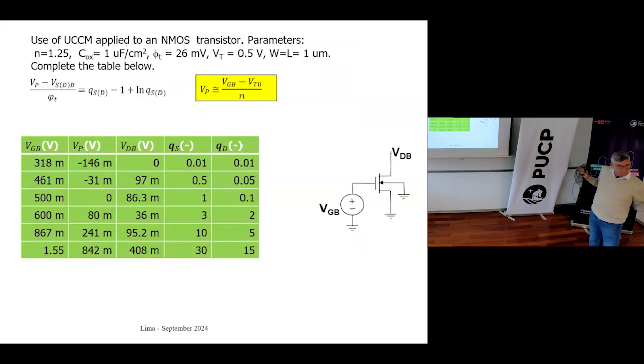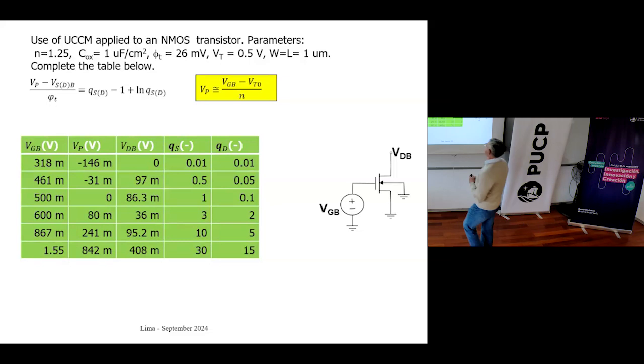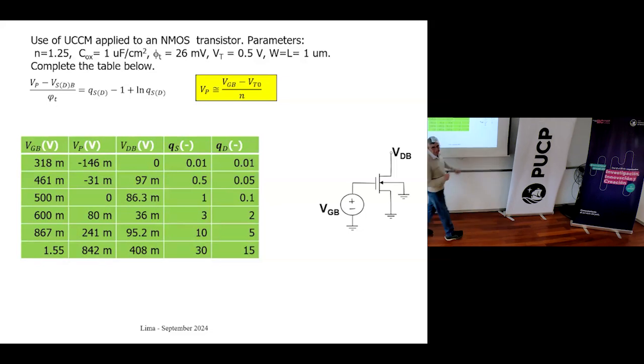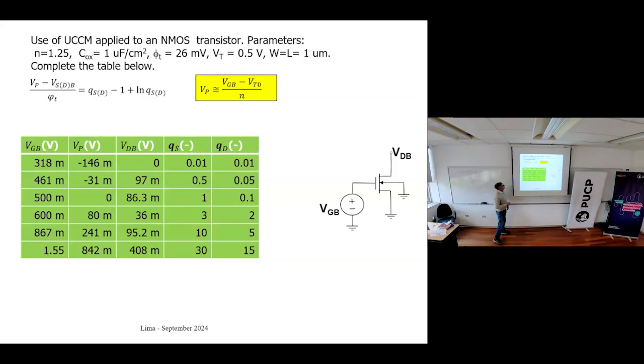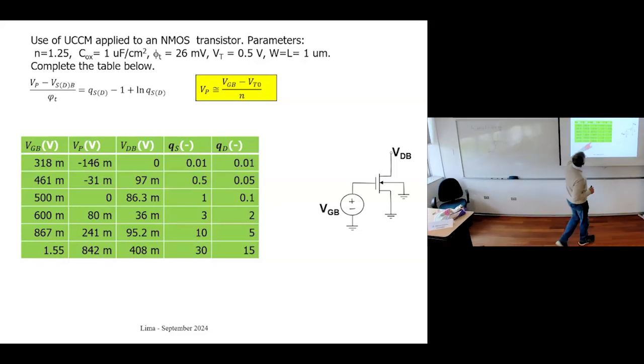This is a numerical example. In fact, since my expression in Q is not explicit, I started from here to get these values. And then let's start with this QS equal to 0.1 and assume that VDB is 0. So VSB is also 0.